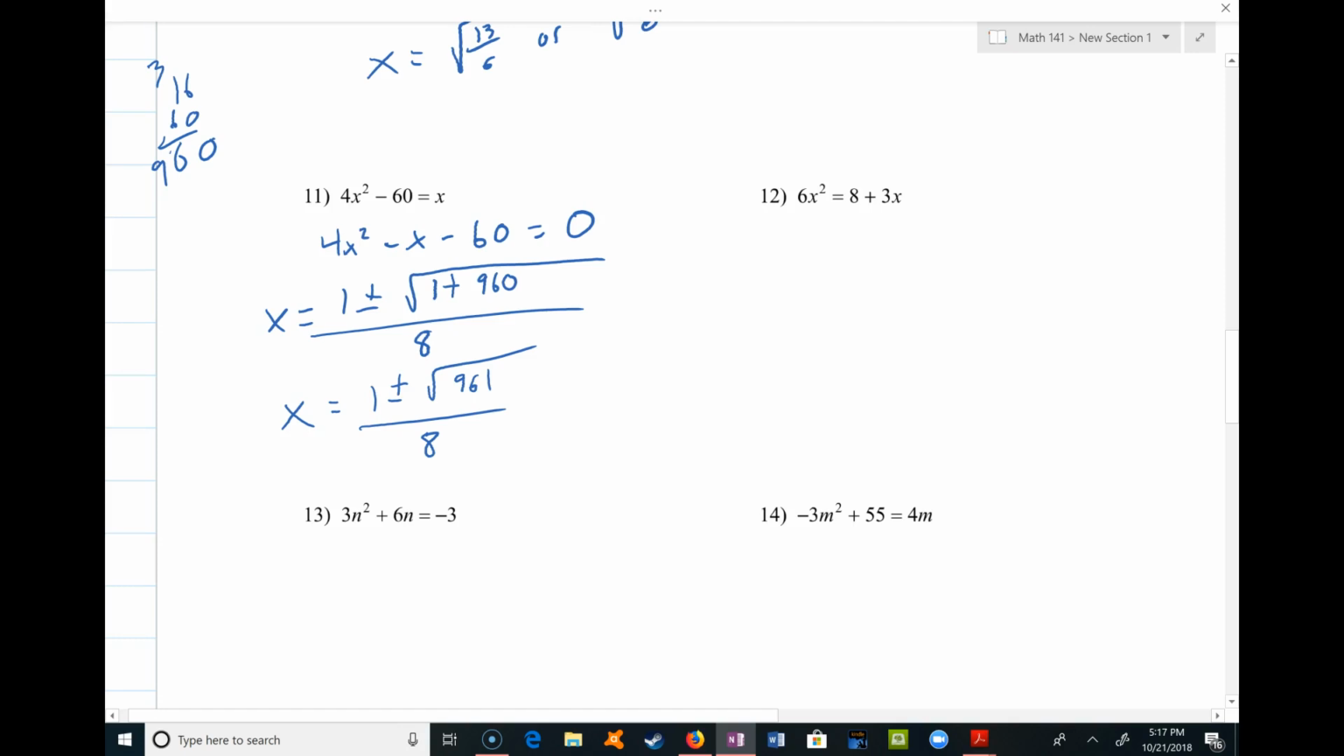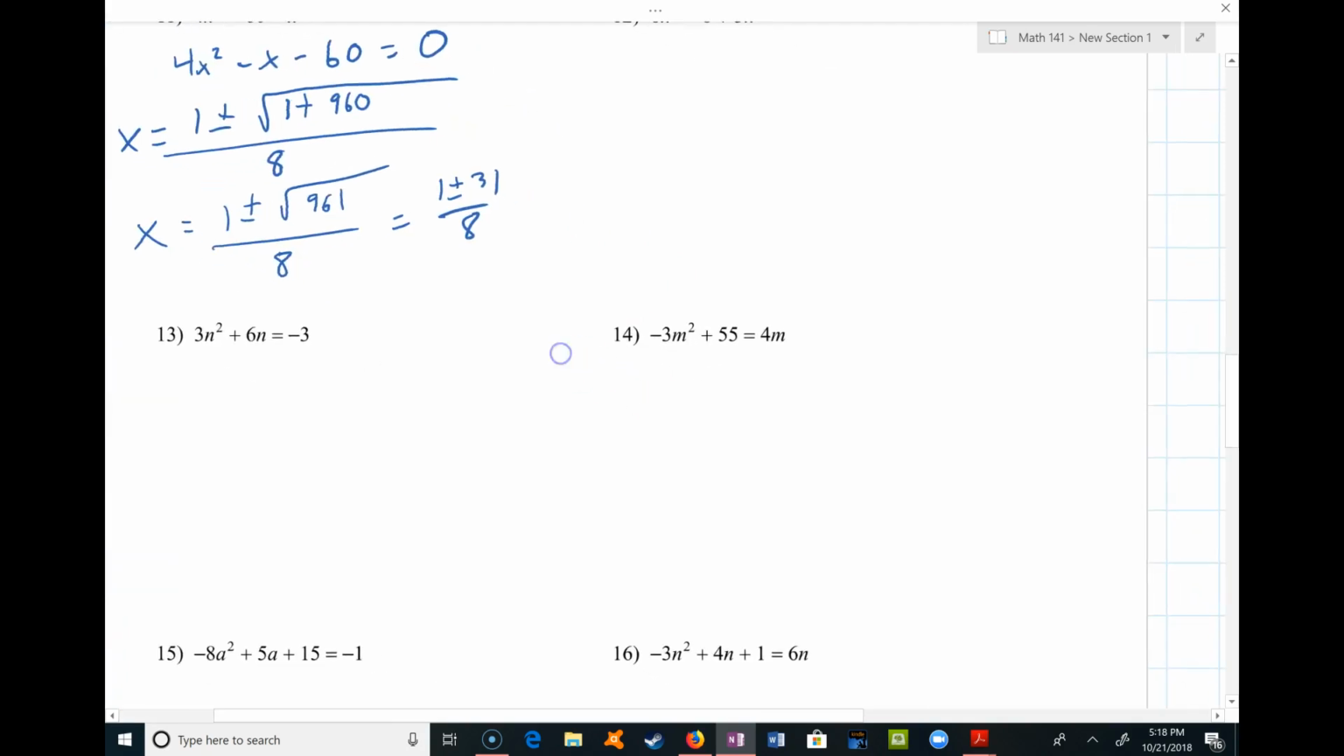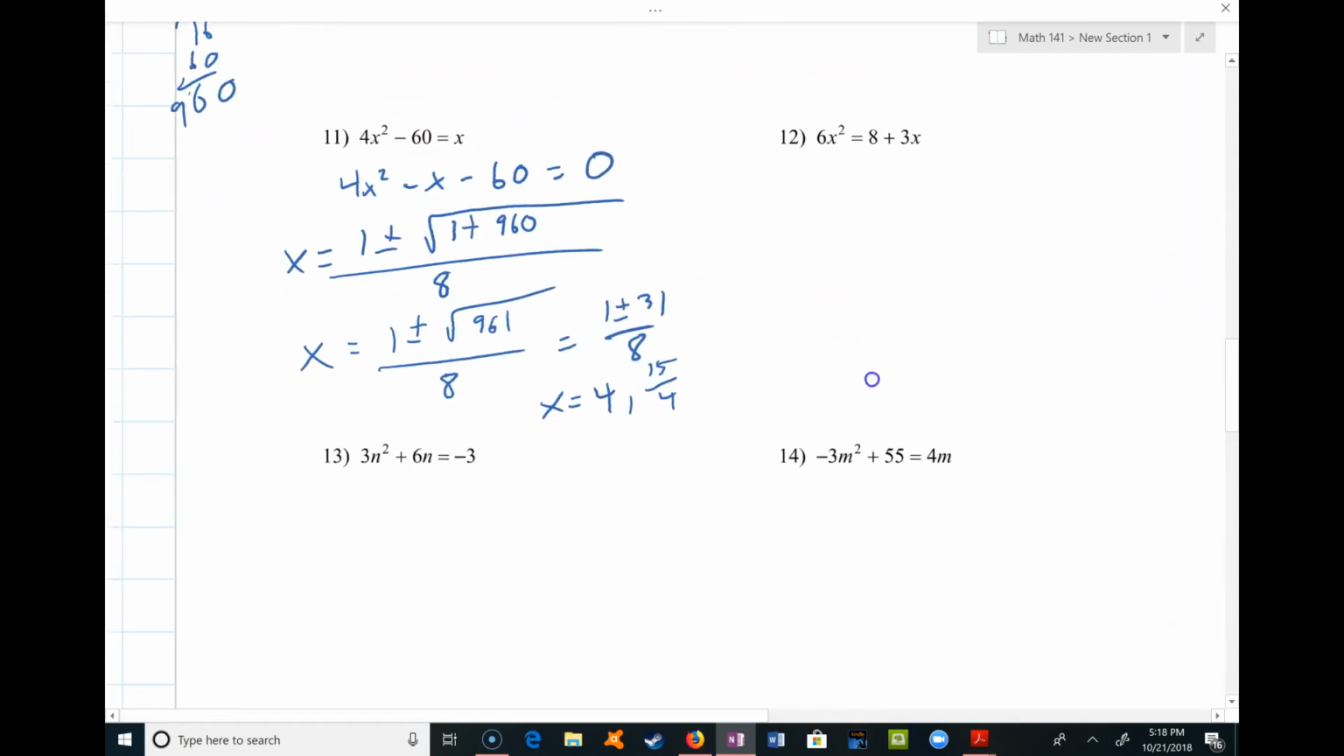961. Well, what do you know? 961 is a perfect square. That's 31 squared. So that would be equal to 1 plus or minus 31 over 8, which would be 1 plus 31 would be 32. So that would be x equals 4. And 1 minus 31 would be negative 30, so that would be 30 over 8, which would be 15 over 4. That means that thing would have been factorable.